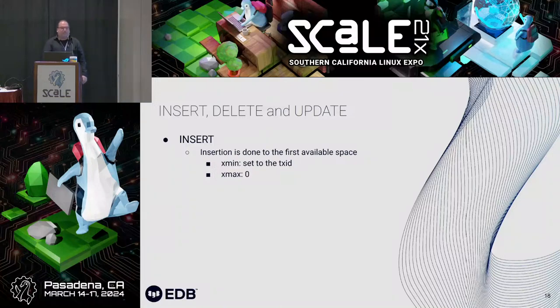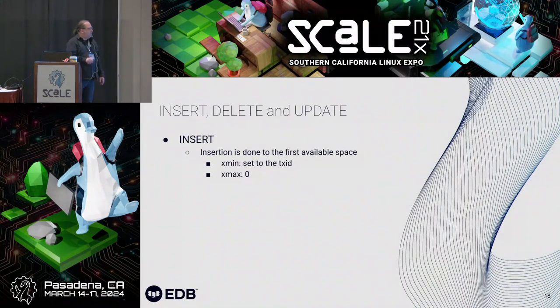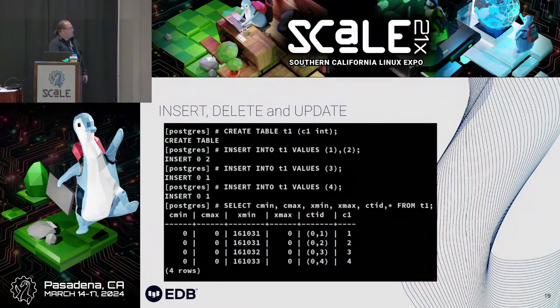By default, like 99% probably of the installations in the Postgres world, the page size is 8 kilobytes. So for each 8 kilobytes, it's done into the first available space. The Xmin is set to the transaction ID, as I told you. Xmin is an insert thing, and Xmax is zero for inserts.